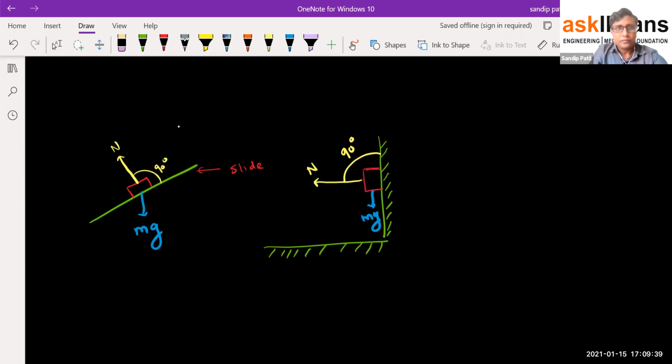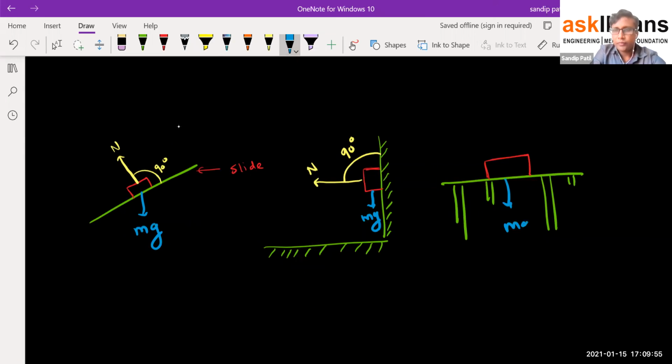Consider this is a table, and one block is kept on the table like this, right? We already know that the normal force is acting upward and mg is acting downward. We already learned about equilibrium. This is 90 degrees, right? Are any other forces acting on that? Anybody can guess, right? So I can say only two forces are acting on that. There is no other force there. Now tell me whether this block is in equilibrium or not.